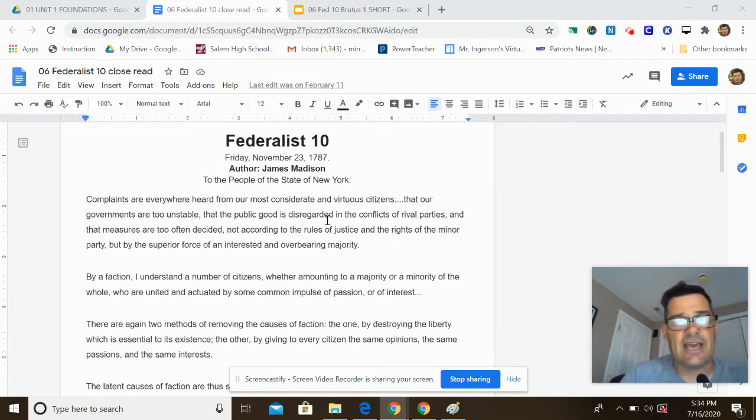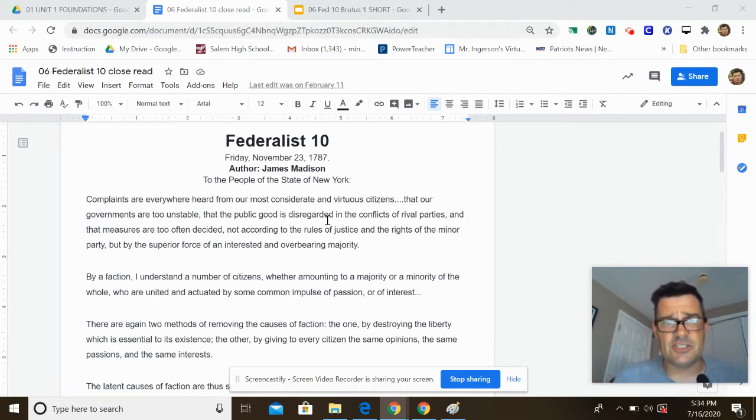So Federalist 10 is like the most famous Federalist paper. And it is like the common paper that everybody reads. If you have a college political course that you have to take, you would read it and study it. I mean, it's a great paper. This was written in 1787. This one in particular was written by James Madison.